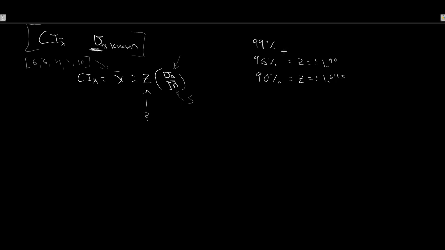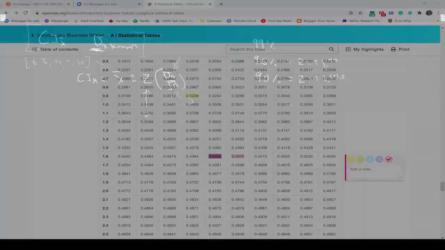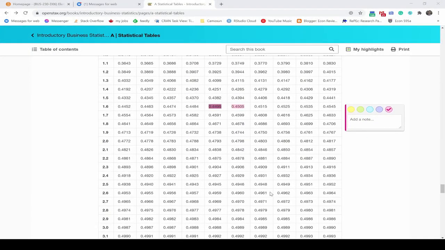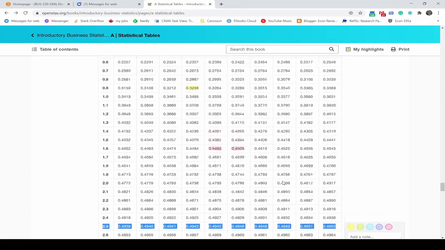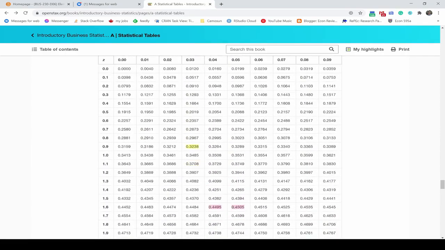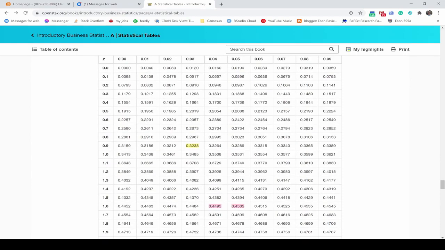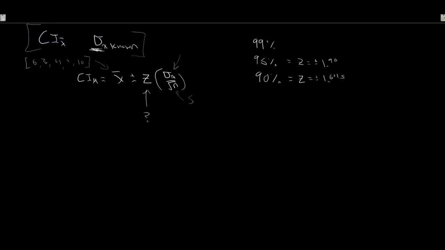And then 99%, what is that going to be? Well, we could go look that up. 99 divided by 2 is 49.5, so if we went to our table, we would want to find 0.4950. Going through here, it's going to be pretty close to the end. We see 0.49, and it's split right in between the two, so we get 2.575. So Z is plus or minus 2.575. Yes, those are the Z values for those common confidence intervals.